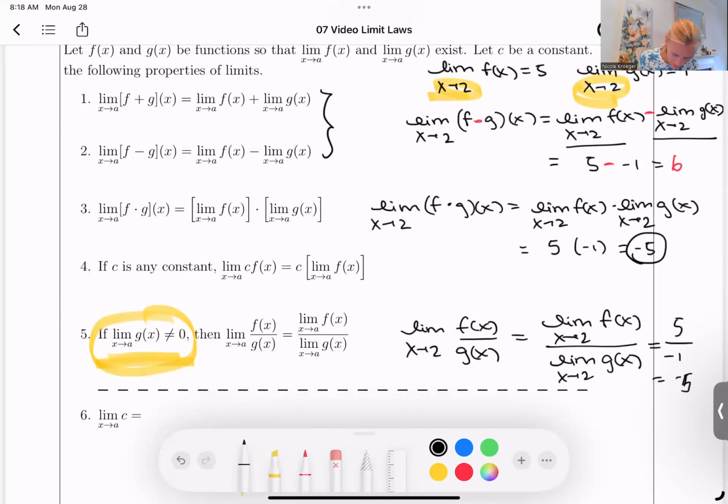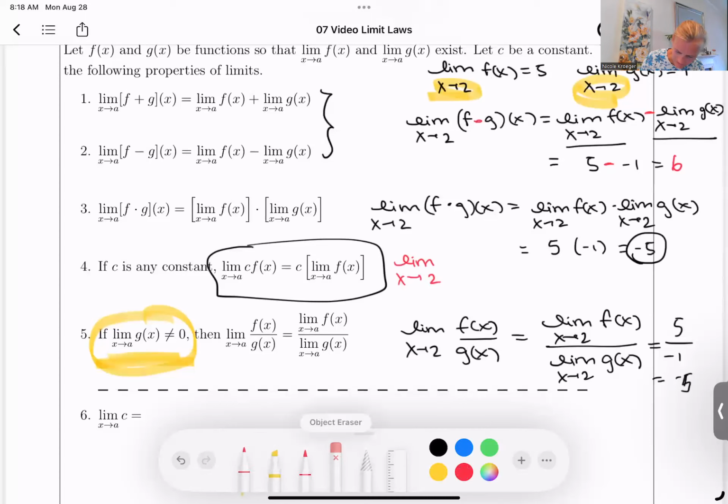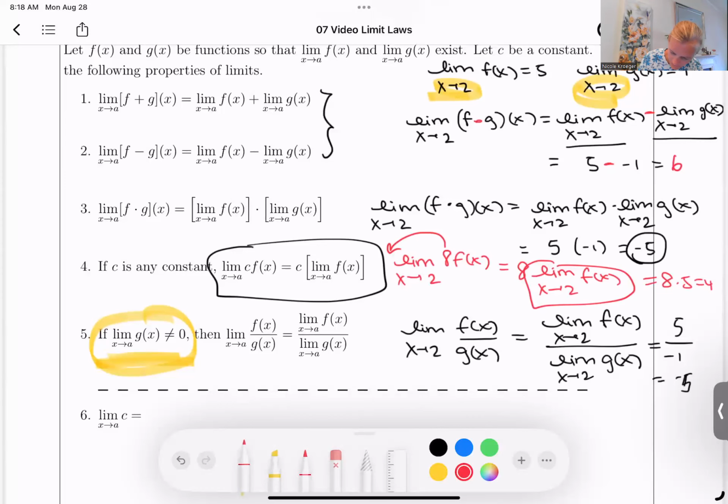And then this property number 4, which I had skipped over, tells us that if I multiply a constant by a function, I can pull the constant out of the limit. This is a property that we'll use a lot throughout the semester without remembering that it comes from a limit law. So if I do the limit as x approaches 2 of 8 f of x, I can take that 8 outside of the limit. So I have 8 times the limit as x approaches 2 of f of x. And then this guy was 5. So this is 8 times 5 or 40.